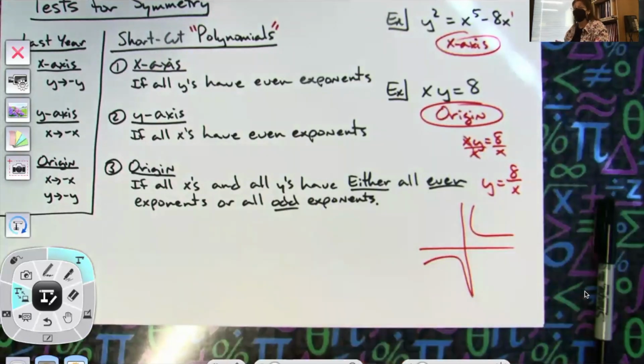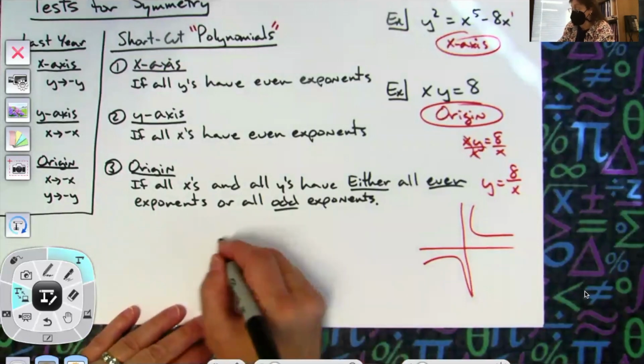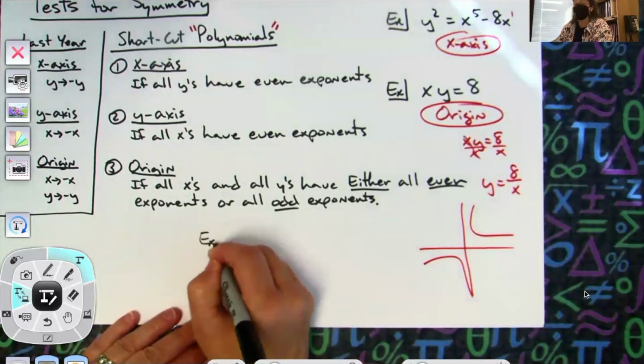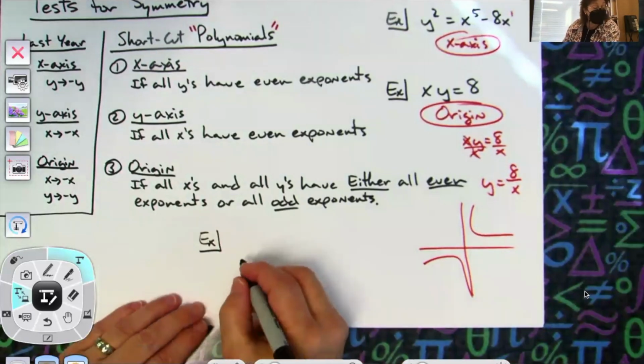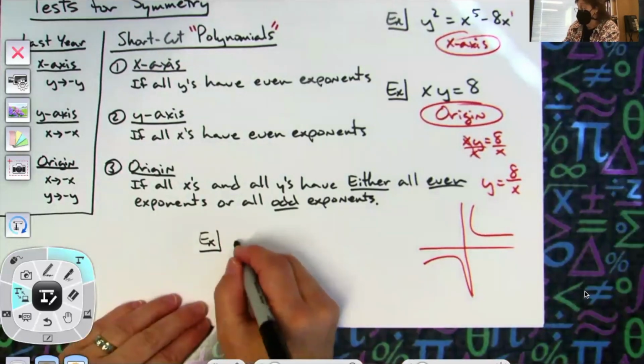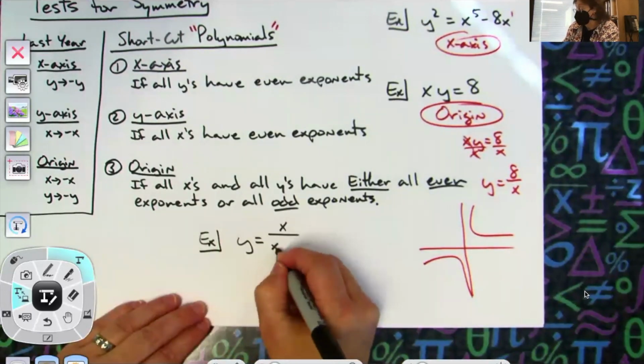So you can also apply what we know about rough sketching that we learned in pre-calc. Now let's throw in one more example right here. I'm trying to keep them all on the same piece of paper because I want you to be able to see the rules. All right, what if I had something like y equals x over x squared plus 1?